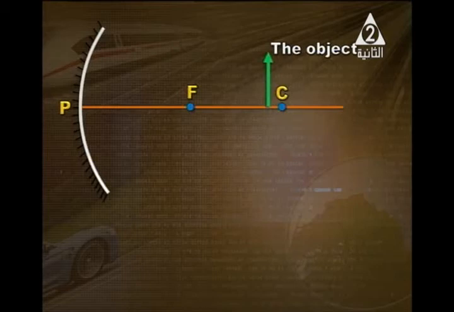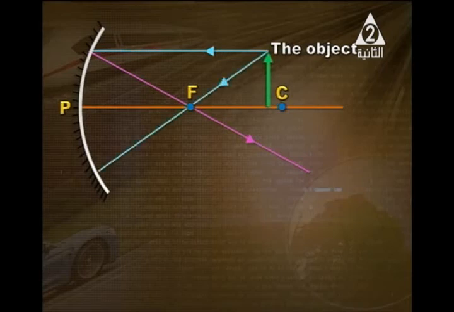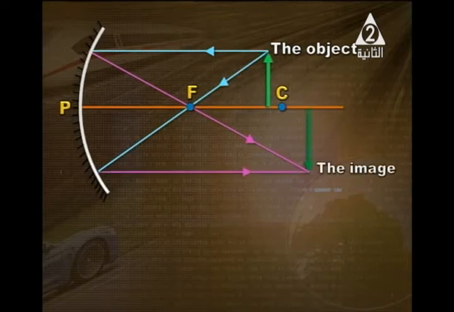The object will send the first light ray which is parallel to the principal axis. This light ray will reflect after hitting the concave mirror, passing through the focus. Another ray sent by the object, passing through the focus, reflects parallel to the principal axis. At the point of intersection of the two reflected rays, we find the image.